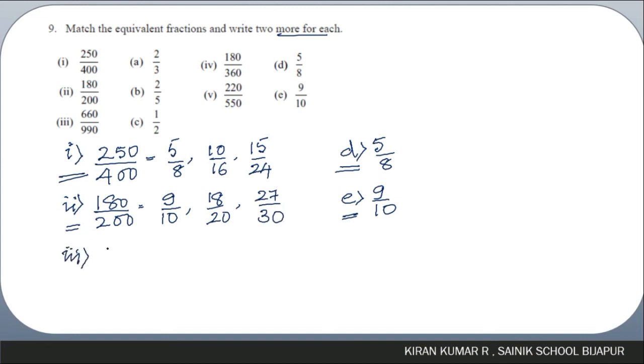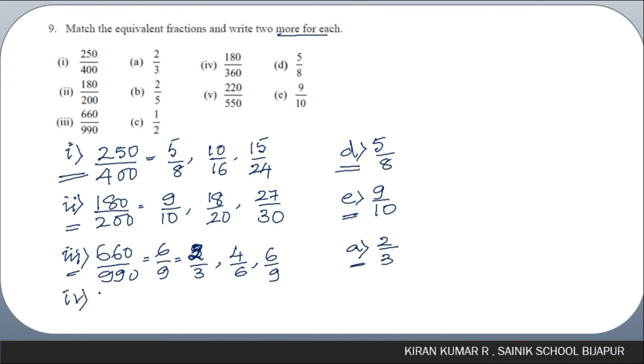In the third one, we have 660 upon 990. You know that it is divisible by 11. Let me divide by 110: 6 times, 9 times. Further I can divide. It is reduced to 2 3 times, 3 3 times, and 2 by 3 is there in option A. So A matches with the third one. To get 2 more such equivalent fractions, I'll just consider multiplying by 2, 4 by 6, then 6 by 9.